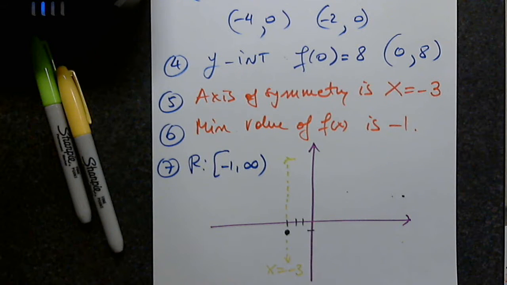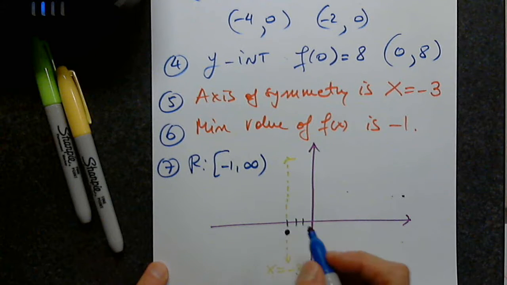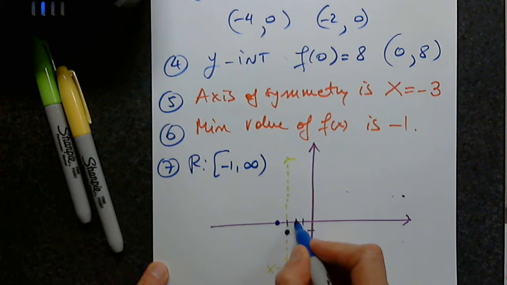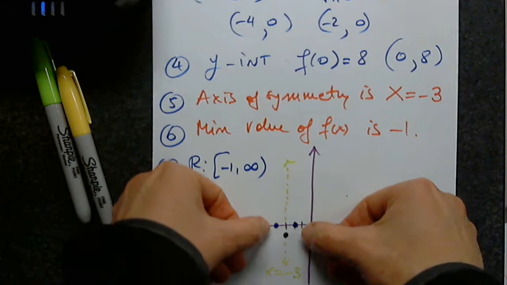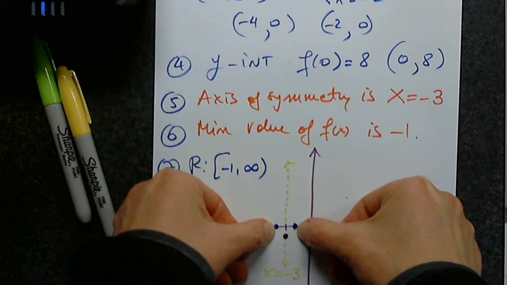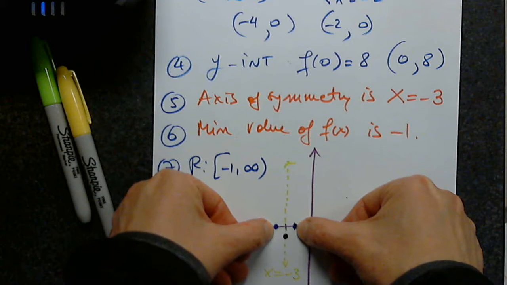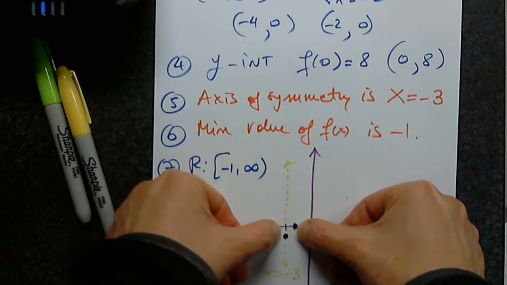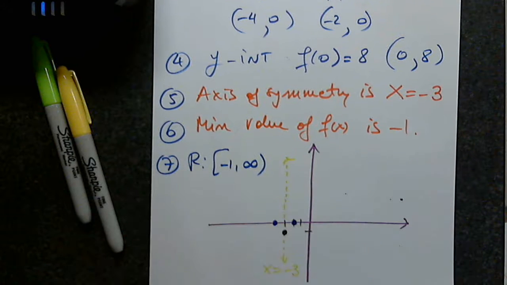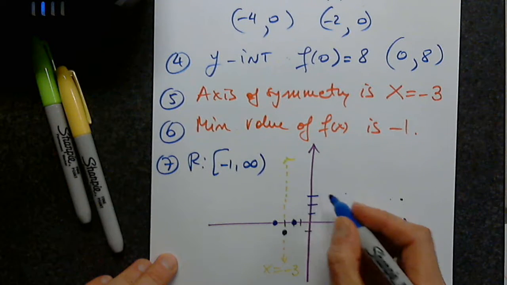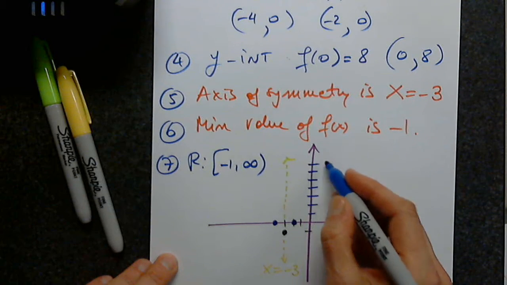Please give me the x-intercepts next. Very good. Negative 4, negative 2. Look at this for a moment. These two have to be symmetric. They have to be at exactly the same distance from the axis of symmetry. If I have 1 unit here, I have to have 1 unit here. And please give me the y-intercept now. Awesome.